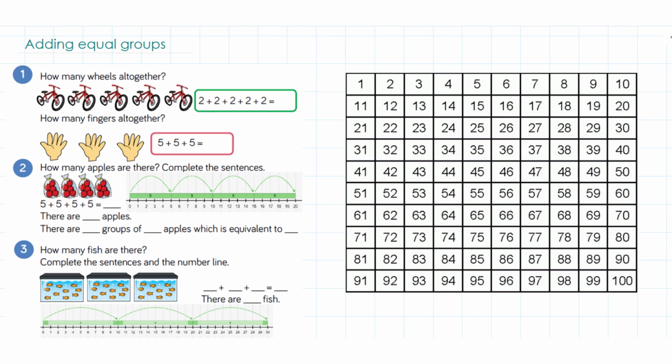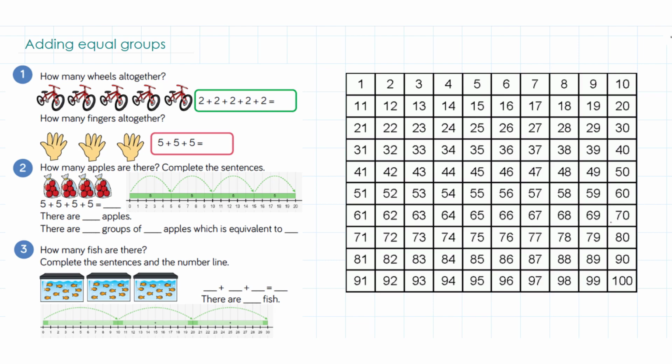It's over to you now for some problems for you to do again in your own time. And I've put a hundreds grid here in case it's helpful. So in the first one, how many wheels altogether? And you're given the addition number sentence, 2 plus 2 plus 2 plus 2 plus 2. Next one, how many fingers altogether? 5 plus 5 plus 5.